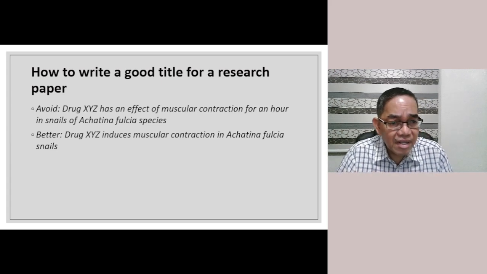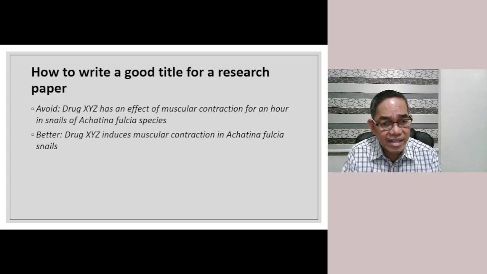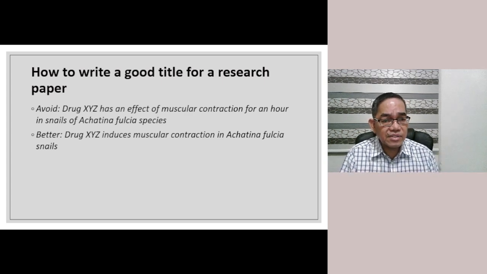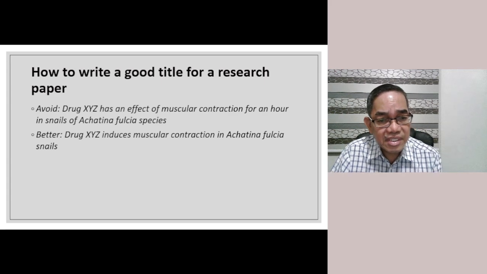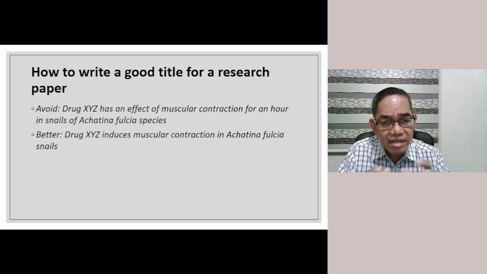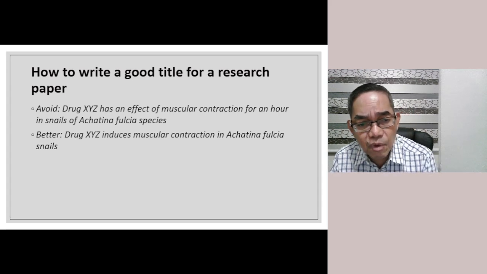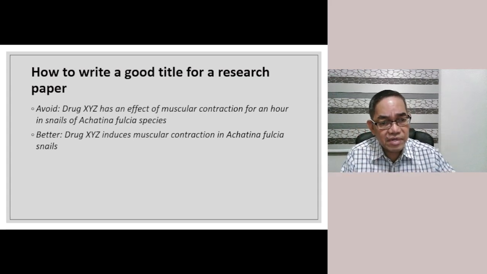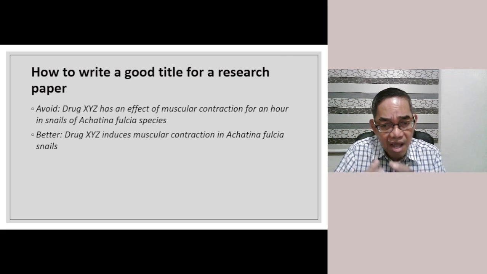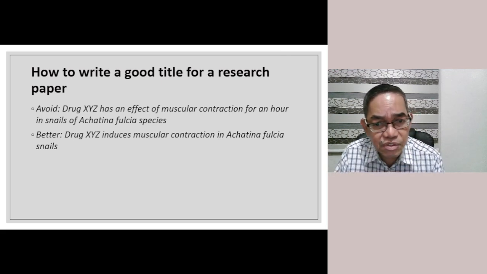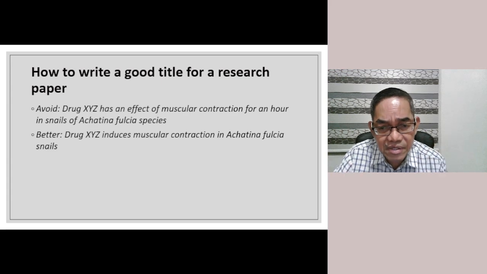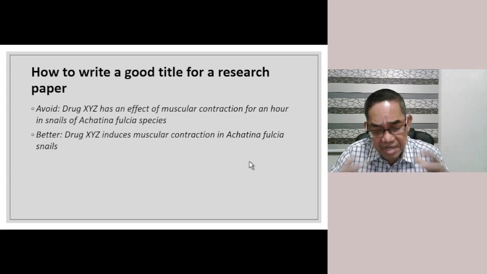So, for example, you need to avoid this: Drug XYZ has an effect on muscular contraction for an hour in snails of Achatina fulica. This title does not seem to give us a clear summary of what the paper is all about. So, better that you say, for example, Drug XYZ induces muscular contraction in Achatina fulica snails. Direct to the point. So, remove unnecessary phrases, unnecessary terms like for an hour. You don't really need them.